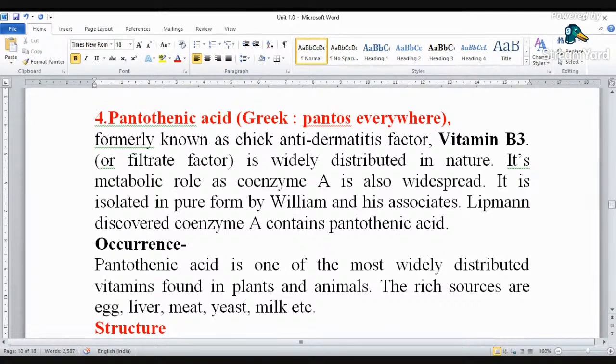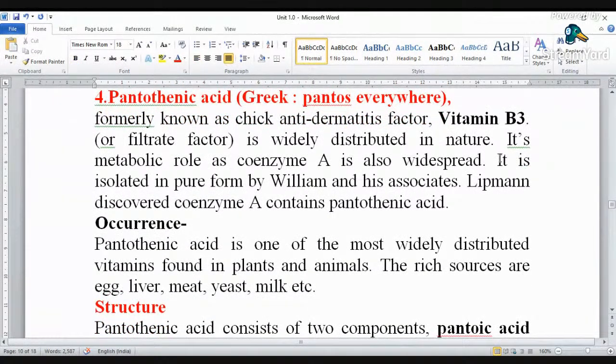So pantothenic acid, this pantos means everywhere. Pantothenic acid is also known as chick antidermatitis factor, or vitamin B3, or filtrate factor. It is widely distributed in nature. Its metabolic role as a coenzyme A is also widespread. It was isolated in pure form by the scientist Williams.